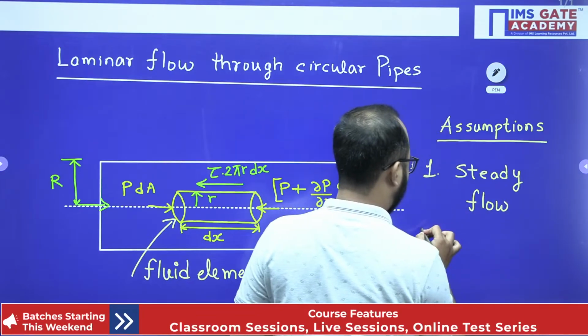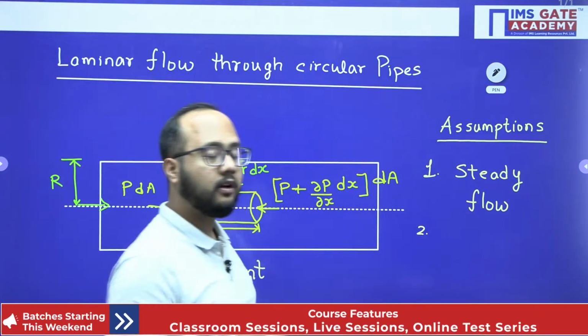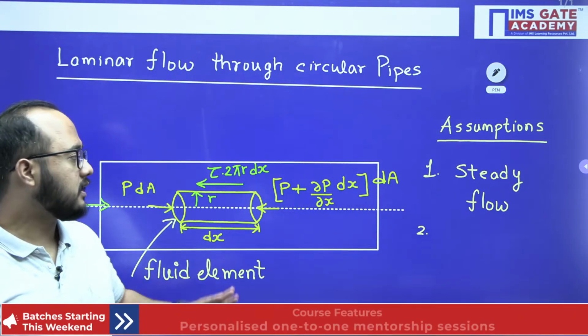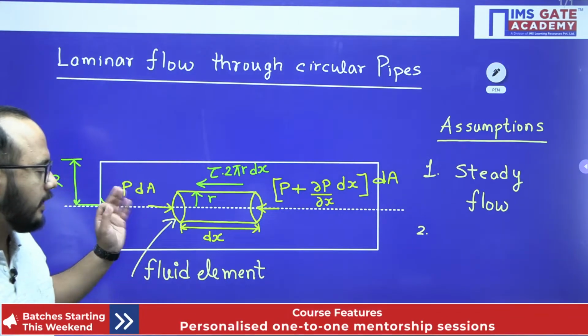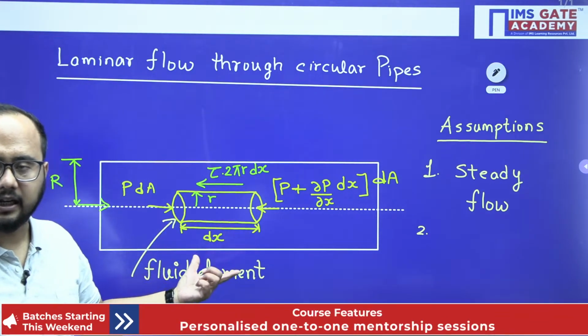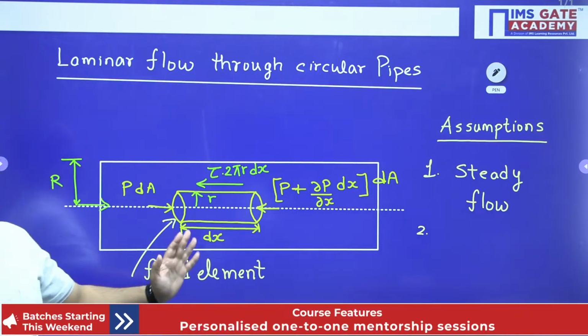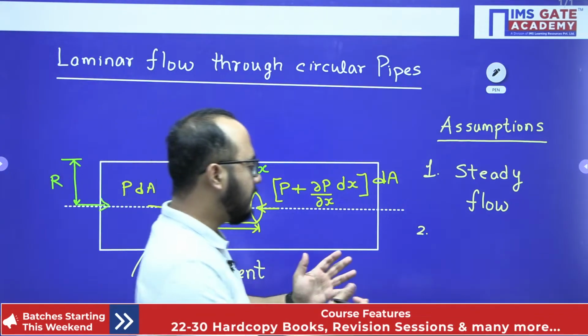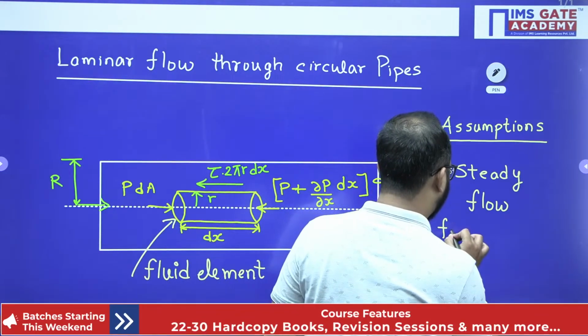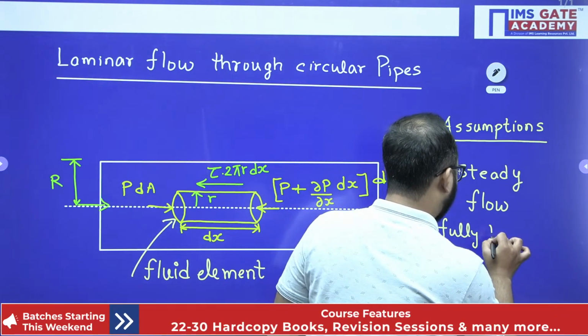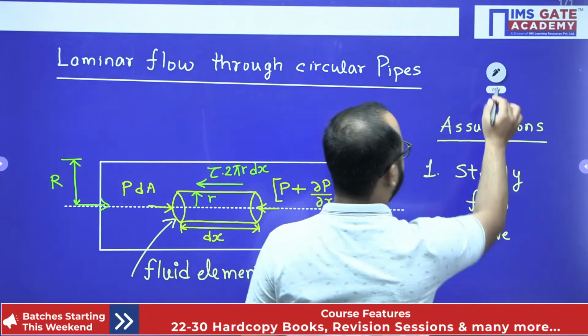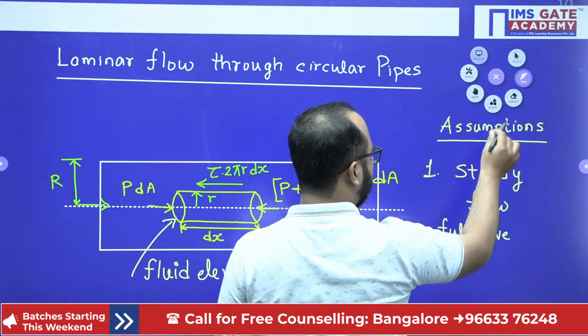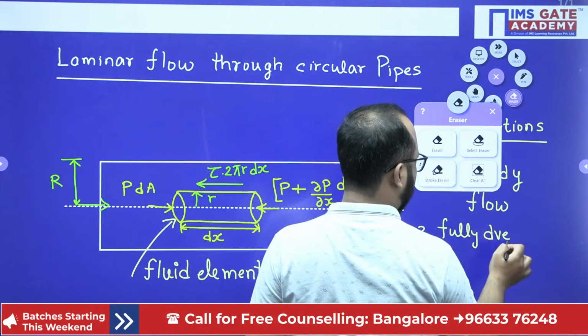Second will be what? See, whenever I am taking a fluid element, in that case I will assume a kind of uniform flow, right? Uniform flow basically means the fully developed flow I am assuming here. Fully developed flow. So now what is the meaning of this fully developed flow? That everyone should understand, right?